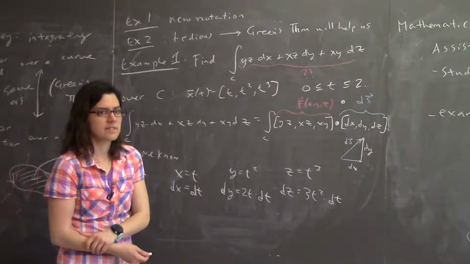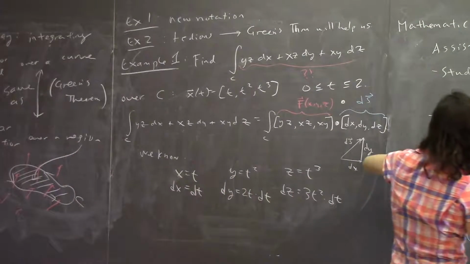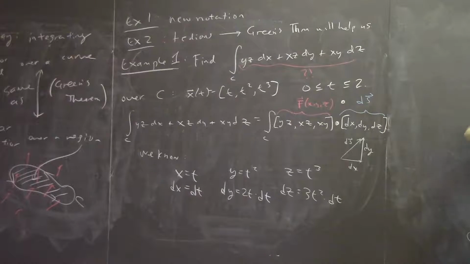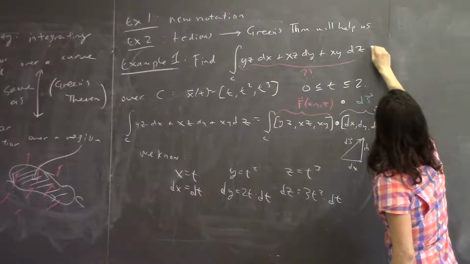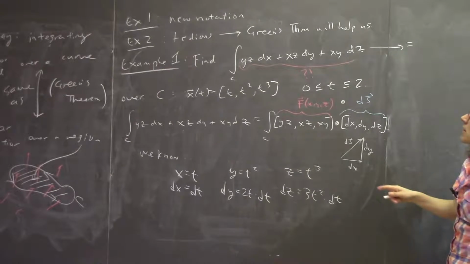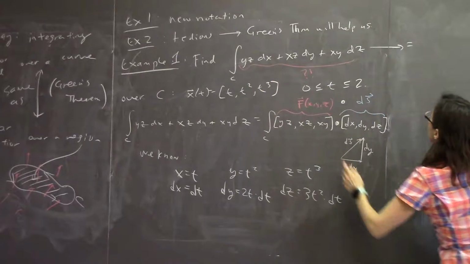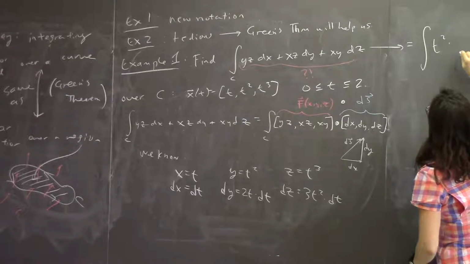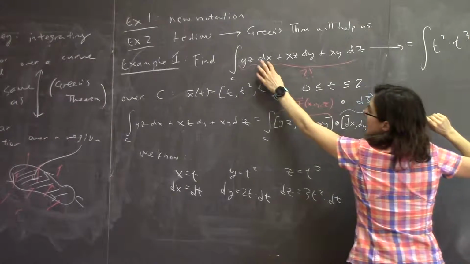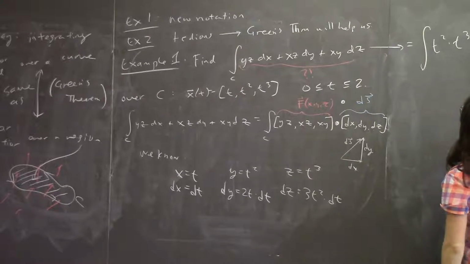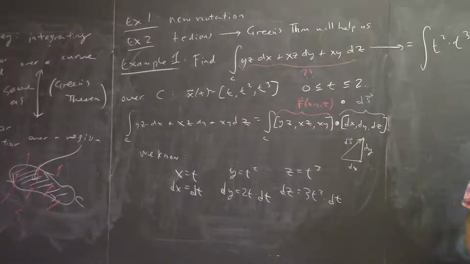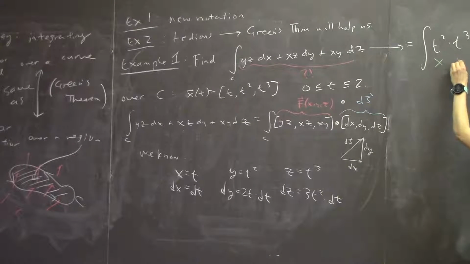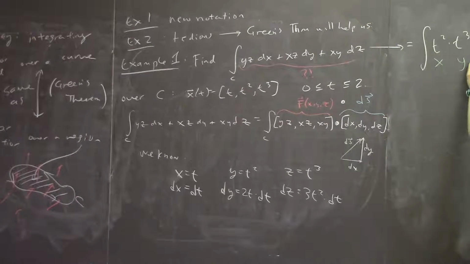Okay, let's try setting it up and computing it. So this is, okay, y times z. I know y is t squared, and z is t cubed, and dx is dt. So going along, this is my x, this is my y, and this is my dz.